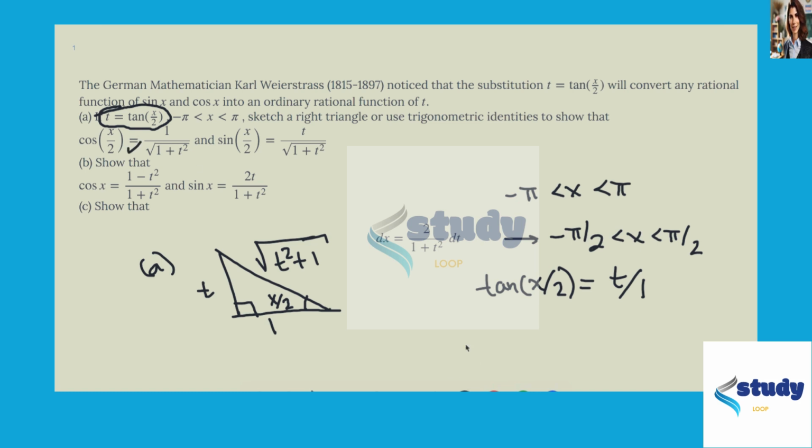Now for the second, sine. This is opposite over hypotenuse, so t over the square root of t squared plus 1. That's what the formula here says. So that verifies the second formula.